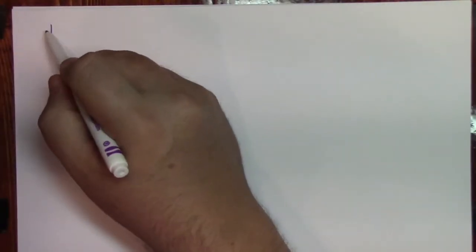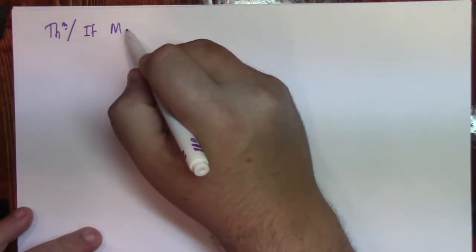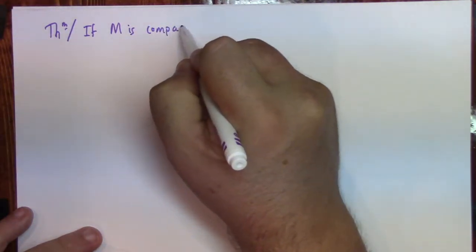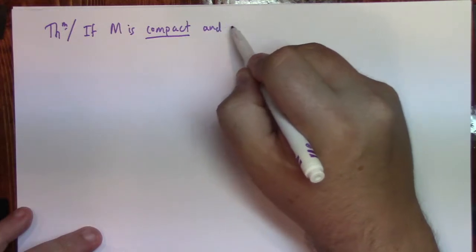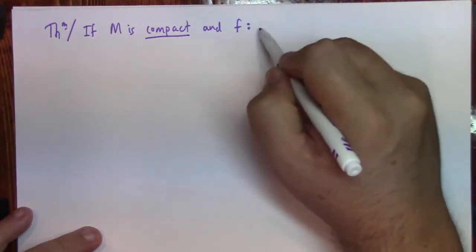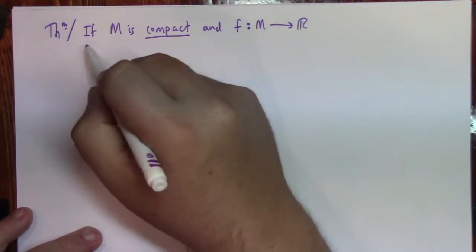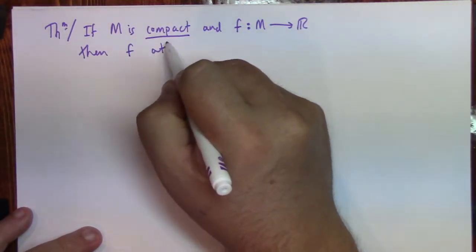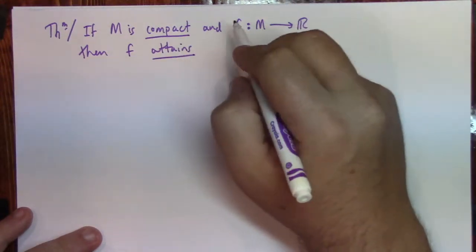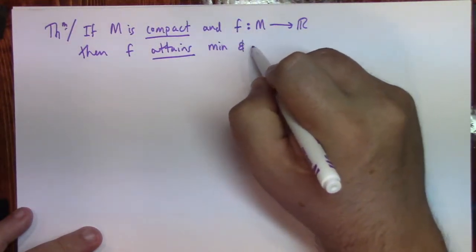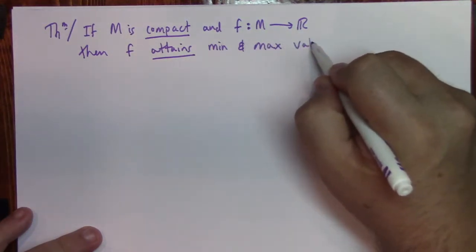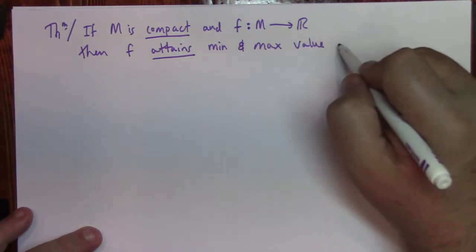But before I do that, let me warn you about some of the dangers of Lagrange multipliers. You can try to find Lagrange multiplier solutions sometimes; they may or may not exist. The basic theorem that keeps you out of trouble is that if M is compact, and f is a mapping from M to the reals, then f attains a minimum and maximum value on M.